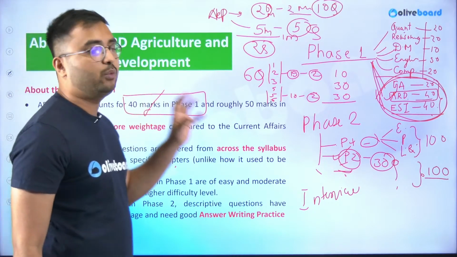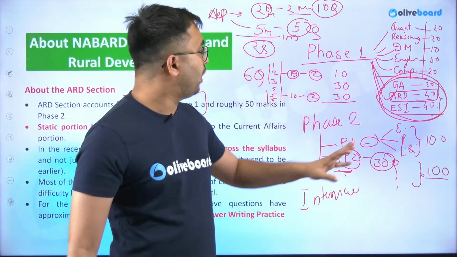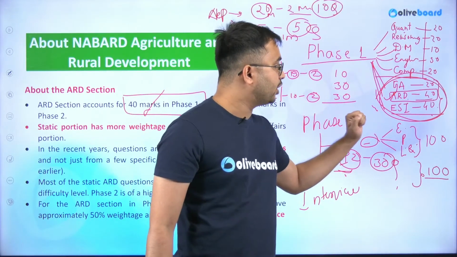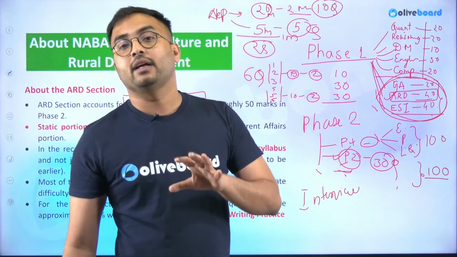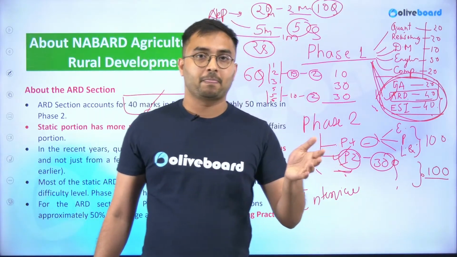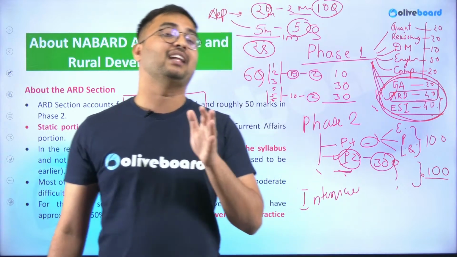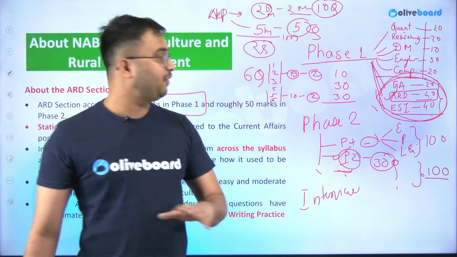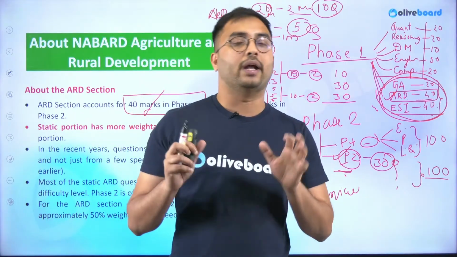These 40 marks, why we always tell students to concentrate is that if you always see the phase 1 examination, ESI is always dynamic in nature, and it is difficult if you are not doing it properly. Also, many of the students for NABARD start their preparation journey in the last 2 to 3 months. It is very difficult for them to cover every news item of the past 6 to 8 months.